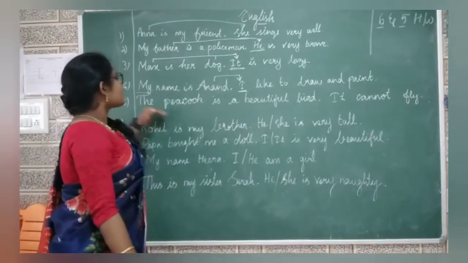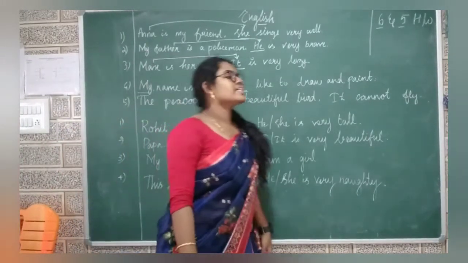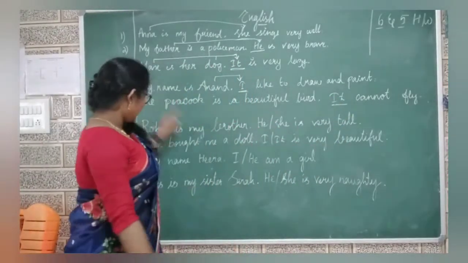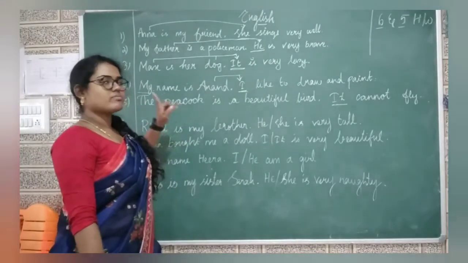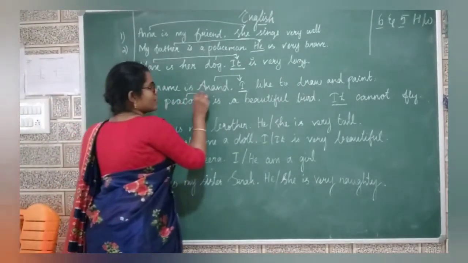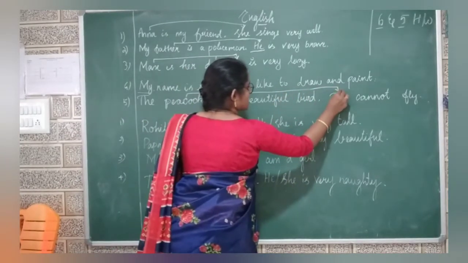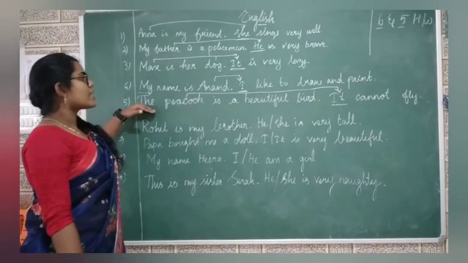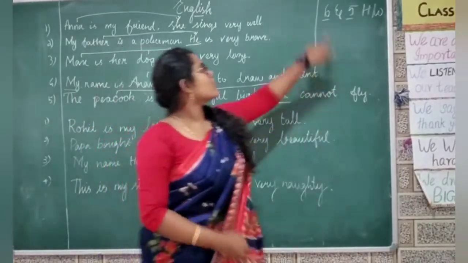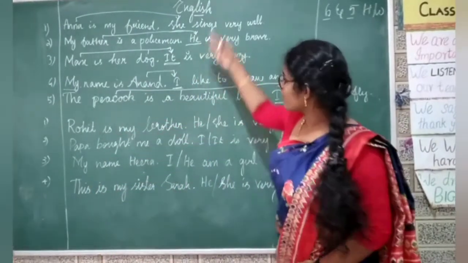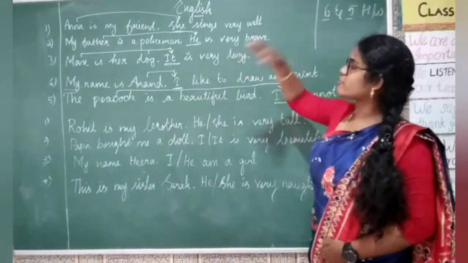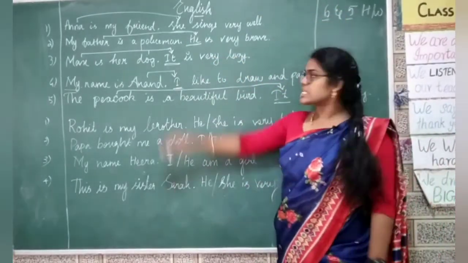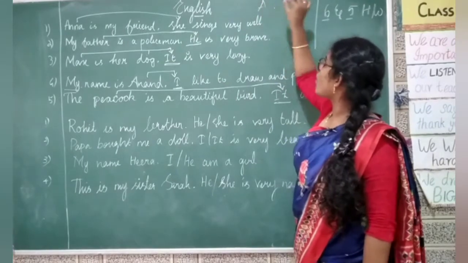So next, the peacock is a beautiful bird. It cannot fly. So we are going to find "it". So here anything, bird or animal. So yes, peacock. You have to draw like this to that. Fine. This is the answer. So the sixth one is your homework. So we have done 5 for you. 1 is already done for you. Other 4 we did. And the 6th is your homework. A section, 6th is your homework.